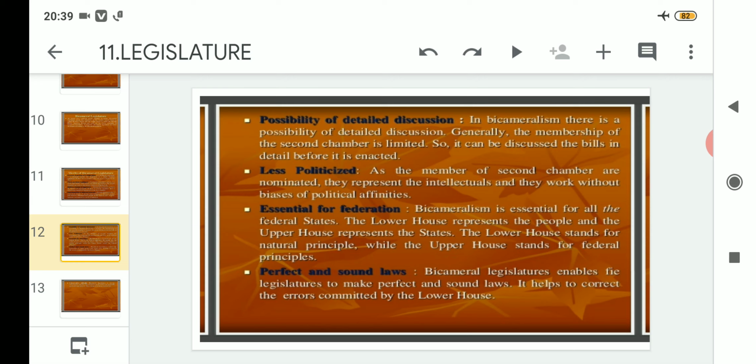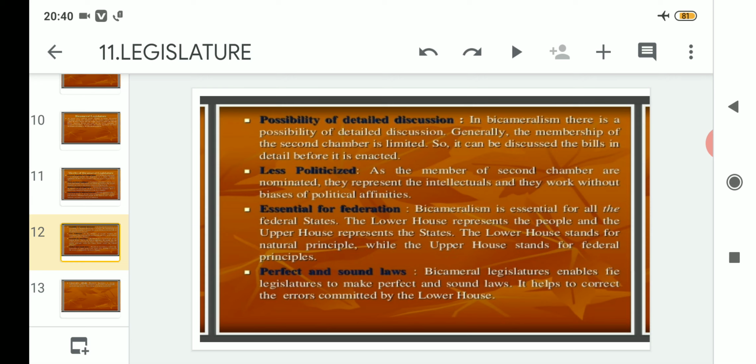After that, number 6 was it is less politicized, for the fact that there are people representing every section of society. So in this case, no one will be corrupted as far as possible. After that, it is essential for federation. That means the bicameral legislature is very suitable for a federal type of government, in which the lower house stands for the national principle, as the members elected to the lower house are elected directly by the voting process of the people, and the upper house stands for the federal principle, as these are the members from the states.